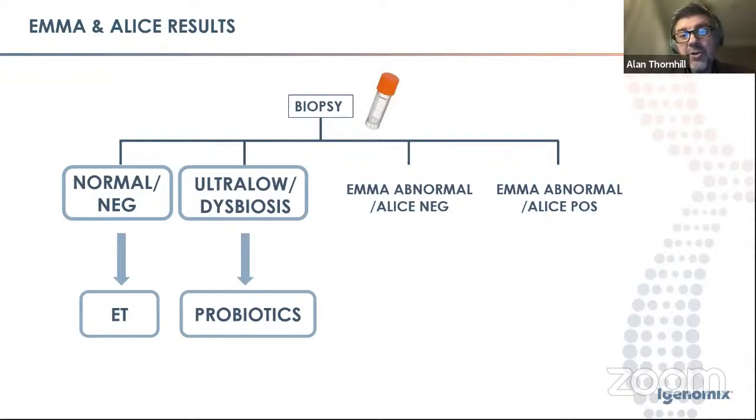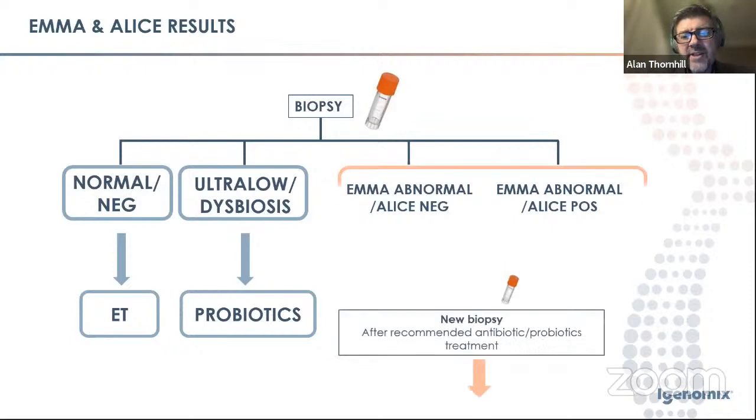And then there's the EMA abnormal, which falls into two different categories, either ALICE negative or ALICE positive. That just means we know something specifically about the 10 bacteria that are most commonly associated with chronic endometritis. But as I said, if you do an EMA, you've got all the ALICE information anyway.